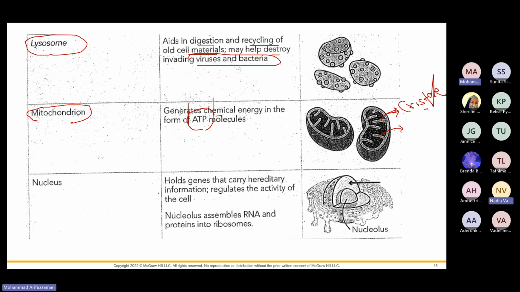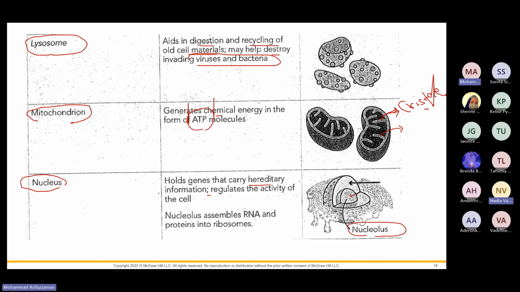So the cristae of mitochondria. This is important. This is the labeling. This is the structure. And the nucleus, the nucleus that carries genetic information, and within the nucleus, if you can see the important structure, the nucleolus. This is inside the nucleus that assembles RNA and protein into ribosome.